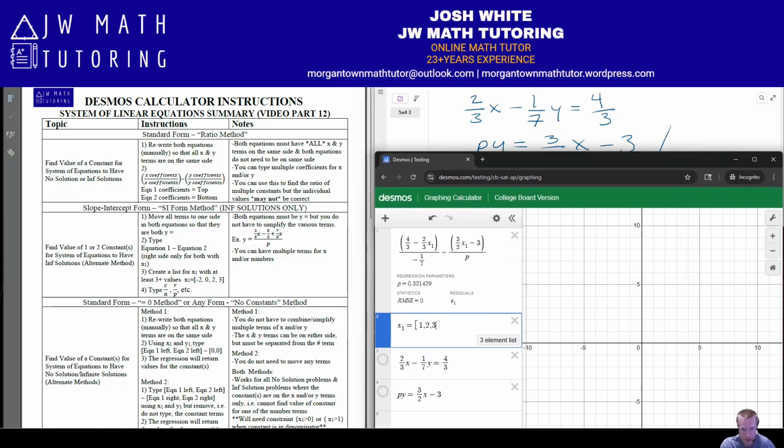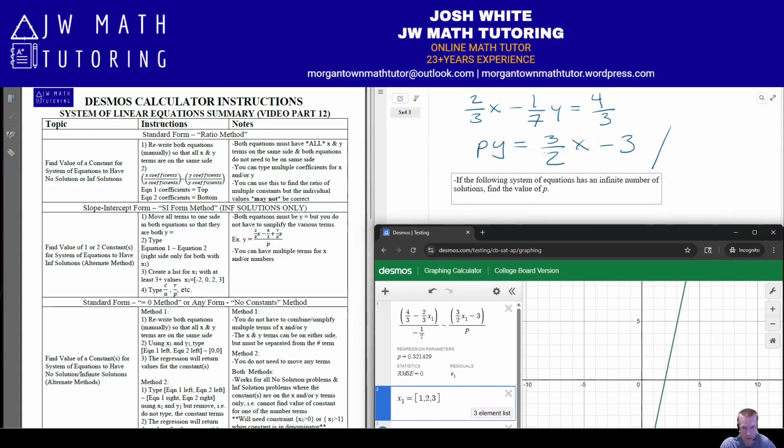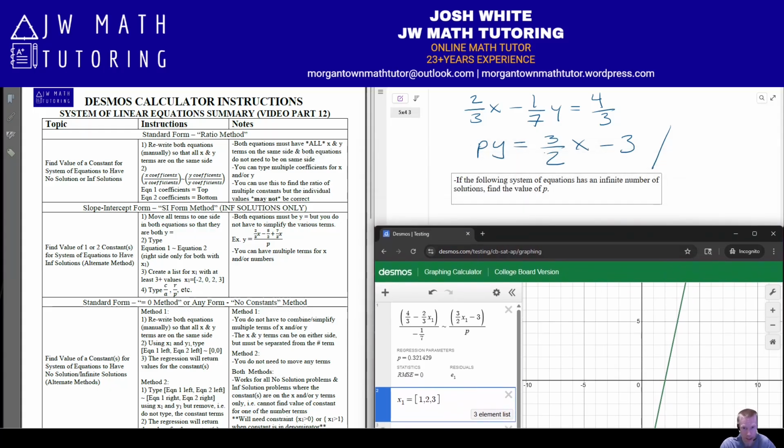Now if I go ahead and jump up here, let's graph the lines. Are they overlapping entirely? Yes, they are. That just confirms we have the correct p-value and we have an infinite number of solutions for this system of equations. So this is a method, again, that you can only use when it's an infinite number of solutions that you're looking for. It's not for no solution. You cannot use it for that method.